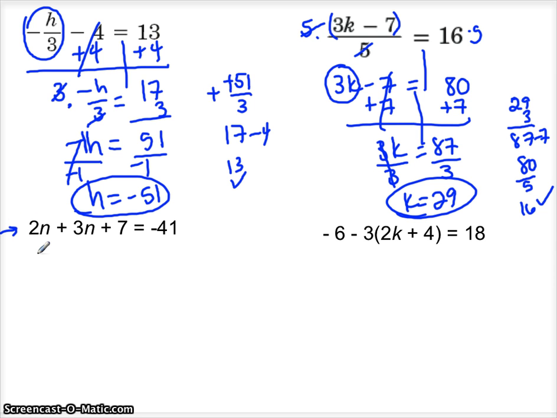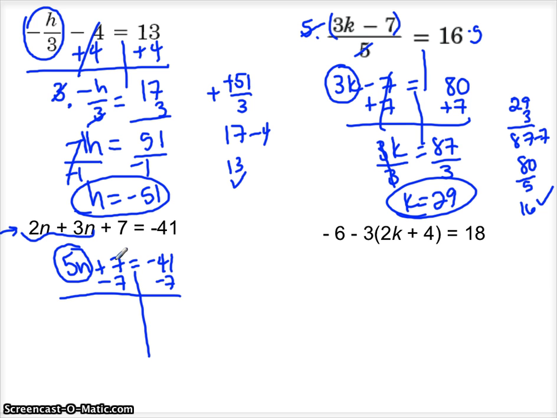On this problem right here, you have 2n plus 3n. The first thing you want to do is combine those terms. 2n plus 3n, they are like terms, so you can combine them and get 5n plus 7 equals negative 41. Then we take the same steps we have been taking. This is 5n, so you have plus 7, so the opposite is minus 7. So you have 5n equals negative 41 minus 7 is negative 48.